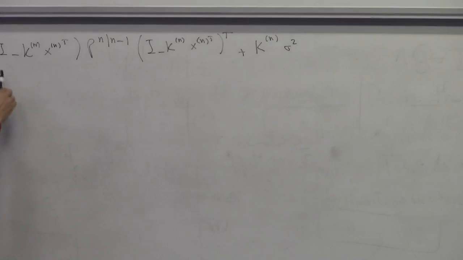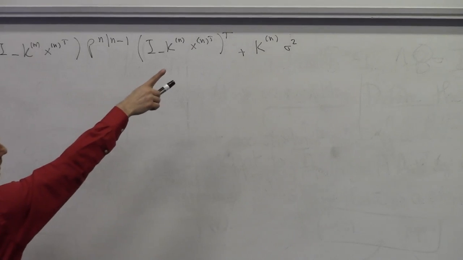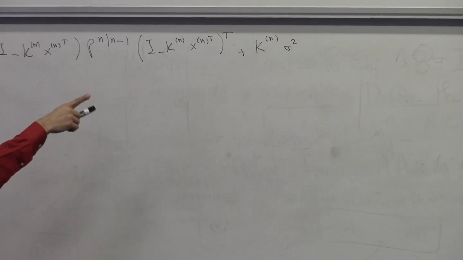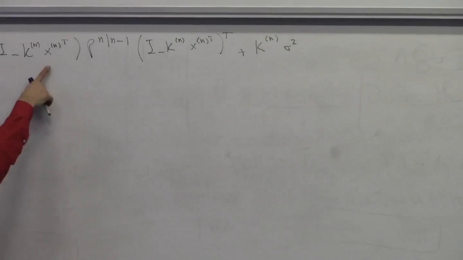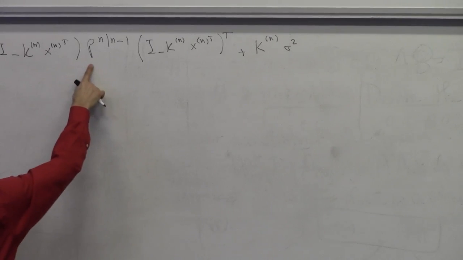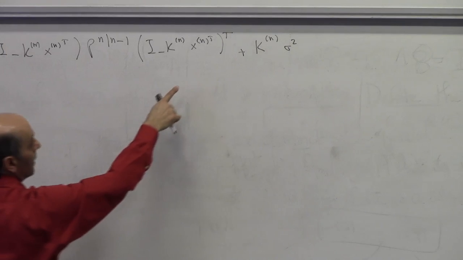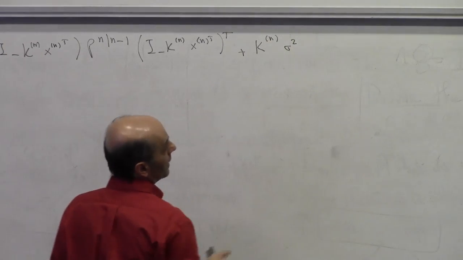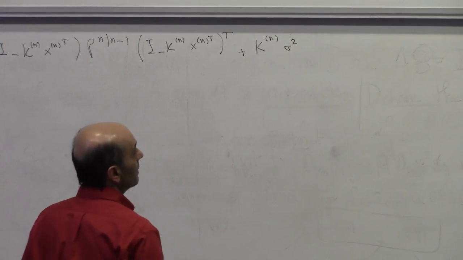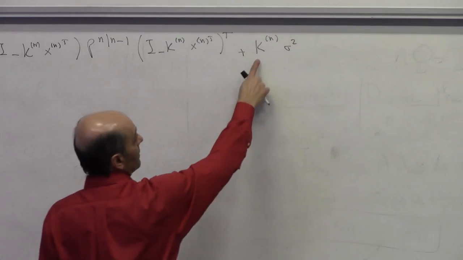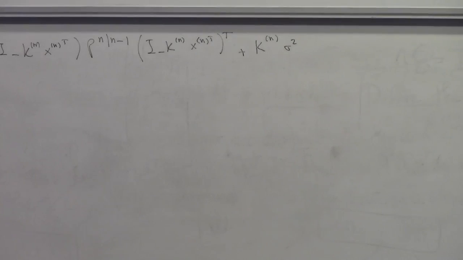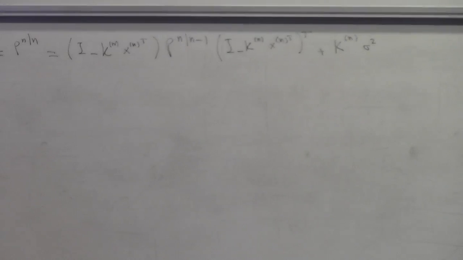So the first term, I have I minus k x times w hat. The variance of that is I minus k x times the variance of w times I minus k transpose. The second term is k of n times y. The only random variable there is epsilon. The variance of it is k of n times sigma squared, where sigma squared is the variance of epsilon. So that's the variance.